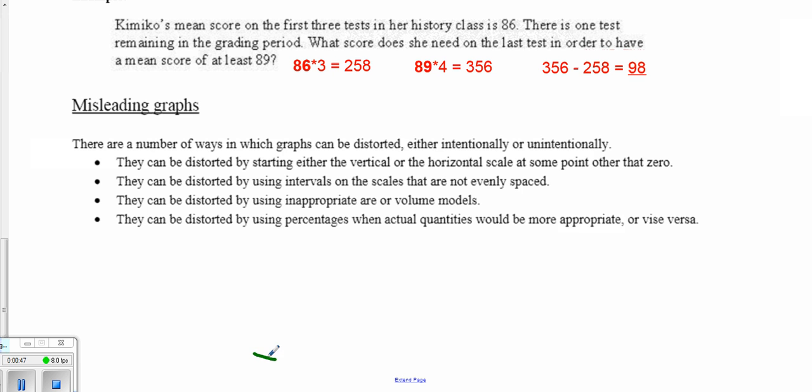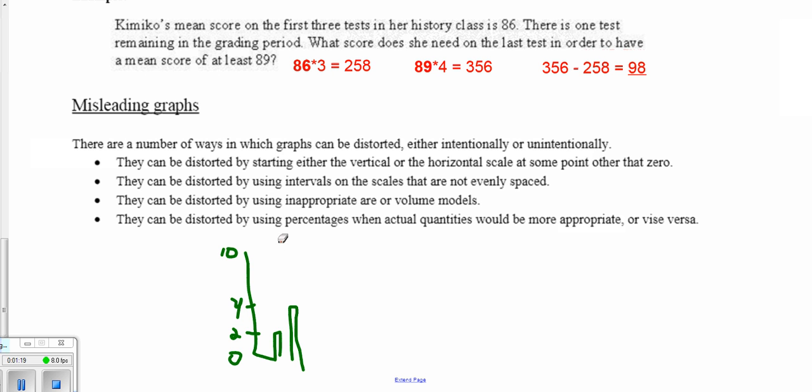Normally, if we go from here and up, we would start here at 0 all the way to 10. That way, if we have one bar that goes up to here and one bar that goes up to here, it looks like this bar is twice as tall as this one because, well, it probably is twice as tall. If this one came up to a 2, this one came up to a 4, one is twice as tall as the other one.